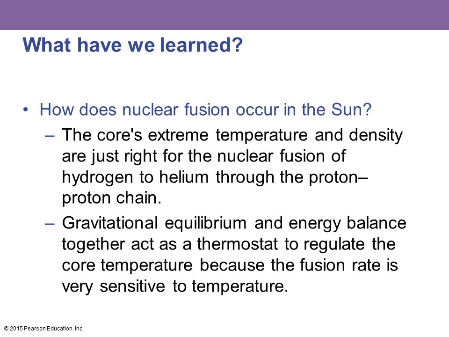So what have we learned? Well, how does nuclear fusion occur in the sun? The core's extreme temperature and density are just right for nuclear fusion of hydrogen to helium through what's called the proton-proton chain. And gravitational equilibrium and energy balance act together as a thermostat to regulate the core temperature because the fusion rate is very sensitive to temperature.